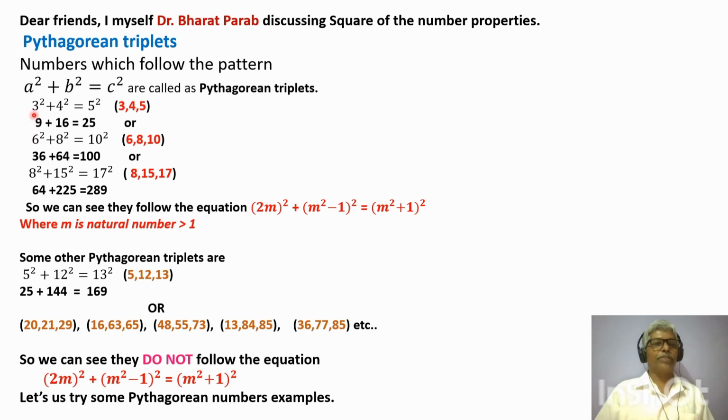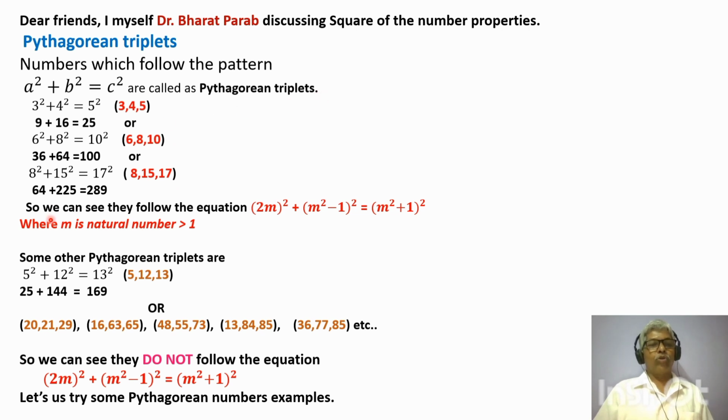We see some examples. 3 square plus 4 square equal to 5 square. That is 3 square is 9, plus 4 square is 16, is 25, is 5 square. So 3, 4, 5 is called a Pythagorean triplet. Another example is 6 square, which is 36, plus 8 square is 64, is equal to 100, that is 10 square. That means 6, 8, 10 is a Pythagorean triplet. One more example, 8 square is 64 plus 15 square is 225 is equal to 289, which is 17 square. So 8, 15, 17 is a Pythagorean triplet.